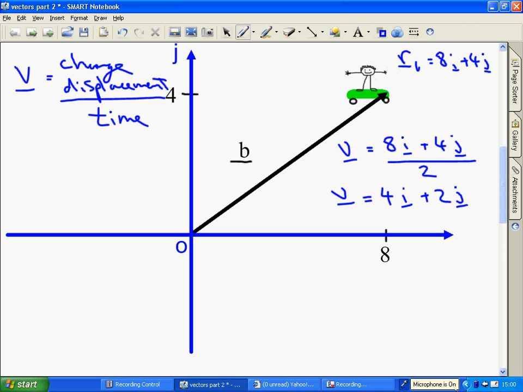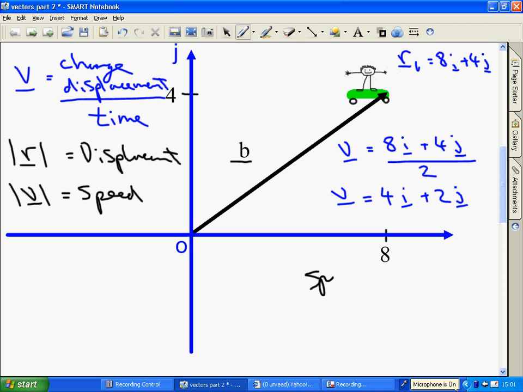Now, similar to what we saw earlier, that the magnitude of a position vector gives us the displacement or distance from the origin, the magnitude of the velocity vector gives us the speed. So if we were to find Bob's speed, we would simply find the magnitude of his velocity vector by doing the square root of 4 squared plus 2 squared.